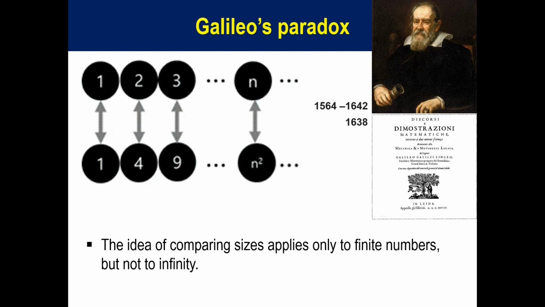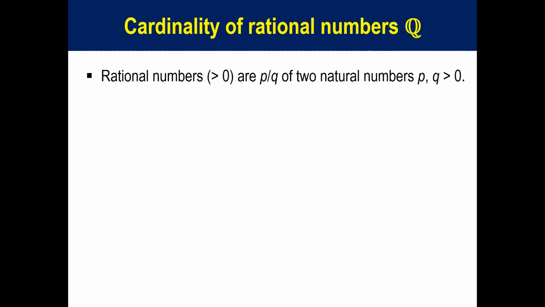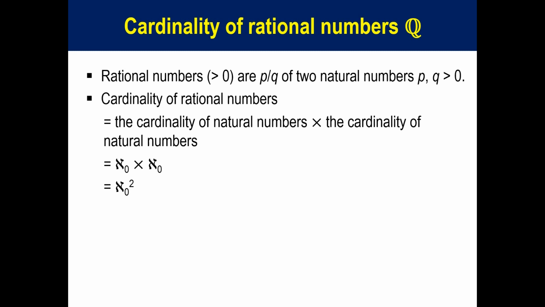However, Cantor defined comparing the sizes of sets, including infinity, by one-to-one pairing. Then he showed that the size of the natural numbers is the same as that of the rational numbers, which appears much larger than that of the natural numbers. Rational numbers are p over q of two natural numbers, p and q. Thus, the cardinality of rational numbers equals the cardinality of natural numbers multiplied by the cardinality of natural numbers, which is Aleph null multiplied by Aleph null, which is Aleph null squared.